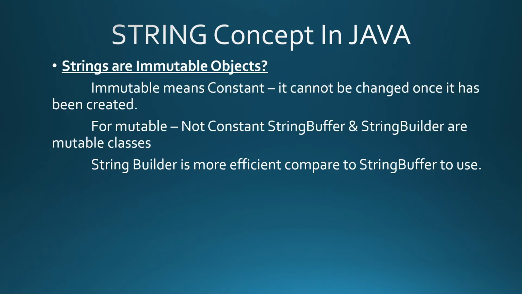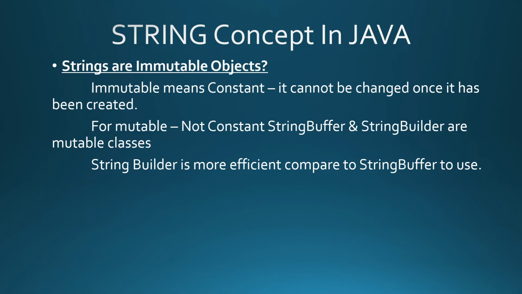Here, strings are immutable objects. If your interviewer asks whether strings are immutable objects, you can tell them that immutable means constant. Once created, it is not going to change. Immutable means constant: the value should be the same only, it cannot be changed once it has been created. Once we create it, it is not going to change at any time. That's why we can call immutable as constant.